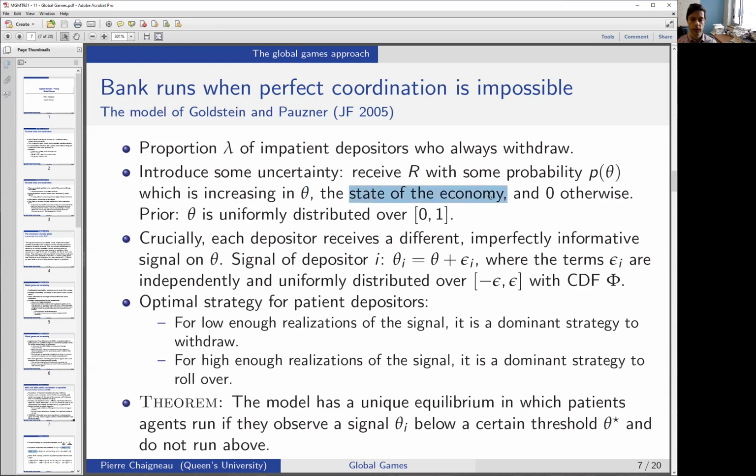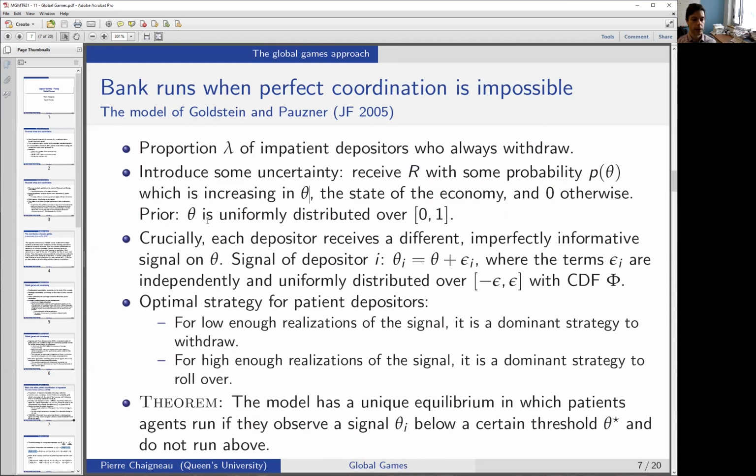And so this is referred to as the state of the economy, but it can really reflect anything, the state of a particular bank or whatever you want it to be. And so you receive R with this probability P of theta, and you receive 0 otherwise. Okay, so it's a bit stylized, but really the important thing here is that the payoff you're going to receive if you invest for the long term, even if no one withdraws early, is going to be uncertain, first of all. And second, it's going to depend on some economic fundamentals.